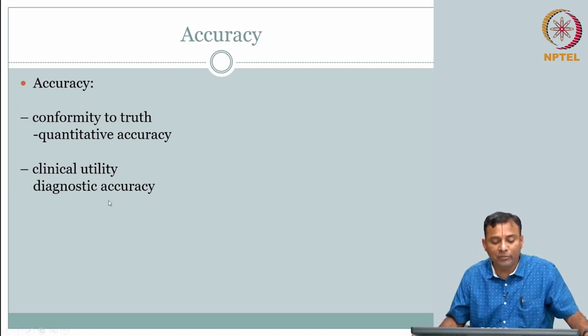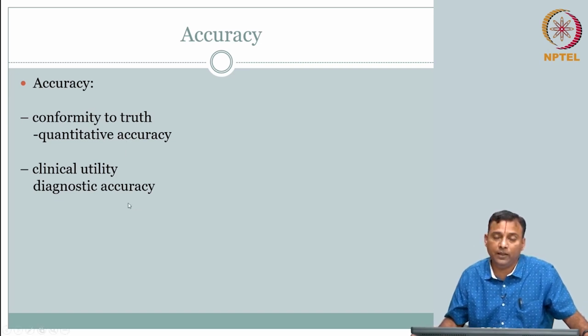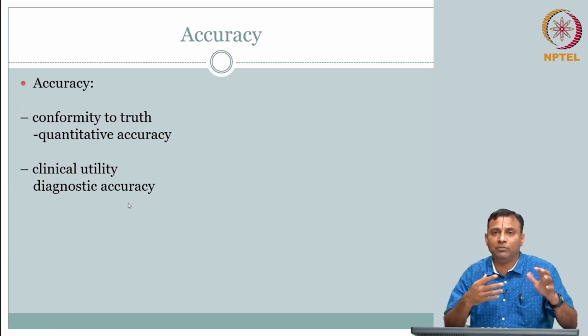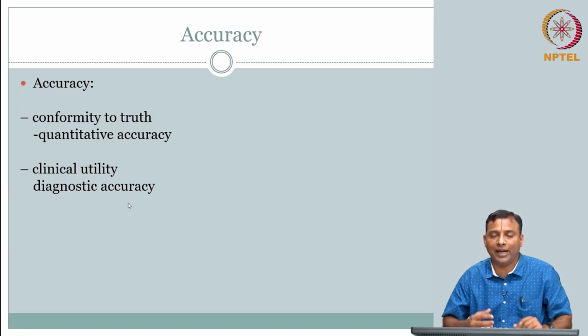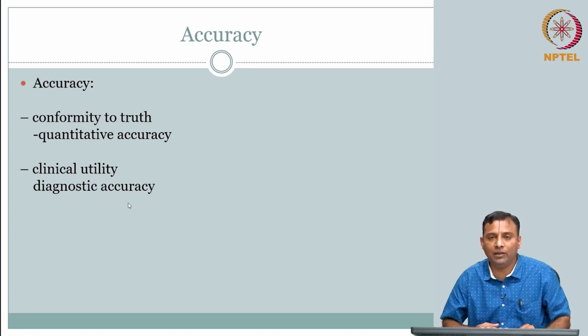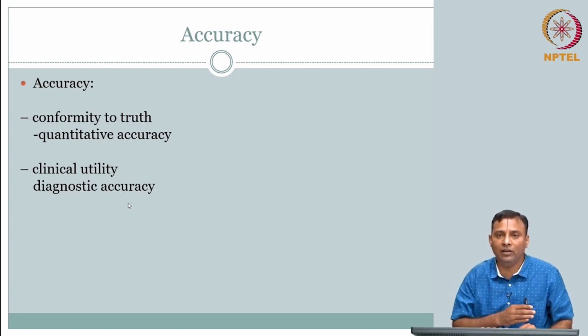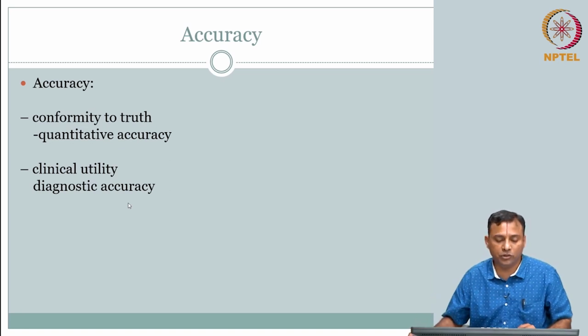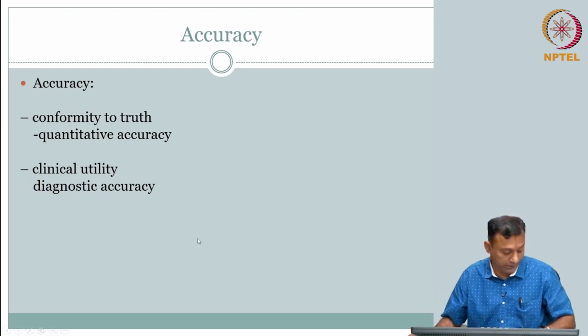Clinical utility means diagnostic accuracy. When you go for a diagnosis, you do some measurements of some clinical parameters, and based on that parameter you say whether this is normal, abnormal, and so on and so forth. So that is your diagnostic accuracy.